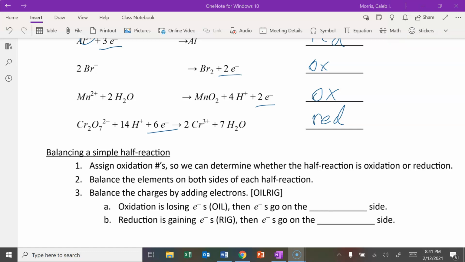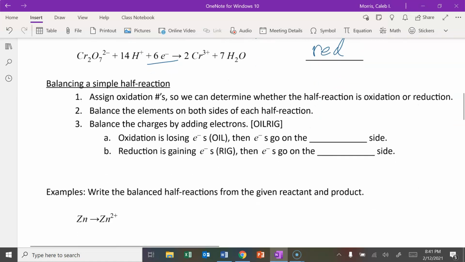Now let's see if we can balance a simple half reaction. The ones that already have electrons shown, can we balance them? Or not when the electrons are shown. We're just going to focus on putting electrons in where they go. First, we need to assign the oxidation numbers so that we can determine whether the half reaction is oxidation or reduction.